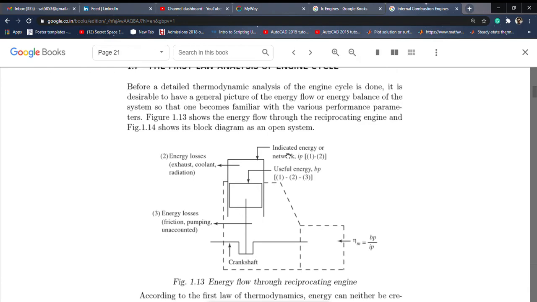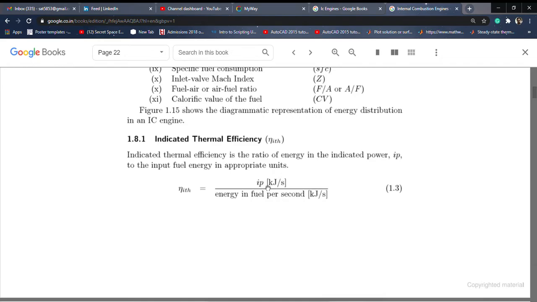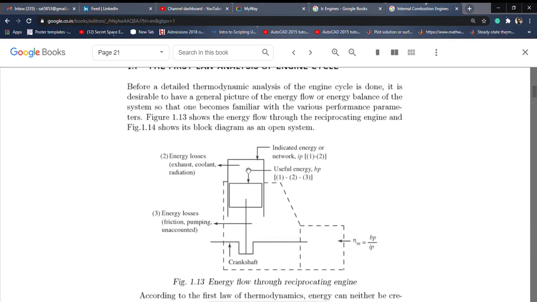Okay, so now what is indicated power? Note down this term, indicated power. What is this indicated power? Indicated power is the power at the piston surface. This is your piston. After combustion we have high pressure, high temperature gases, and they will push this piston down. So whatever power is available at the piston surface is your indicated power.